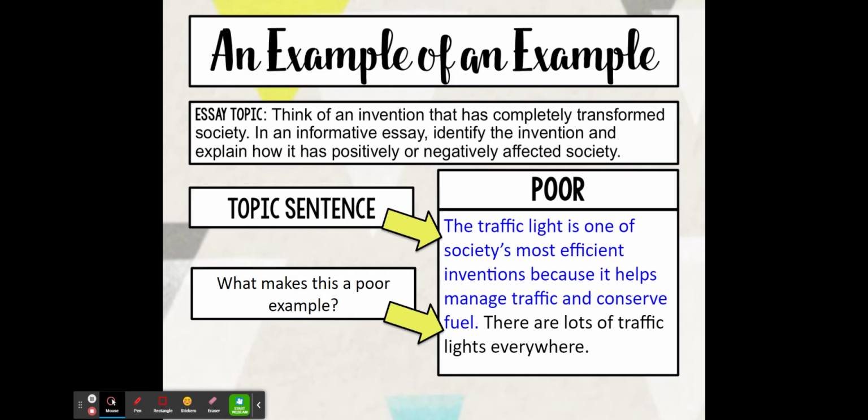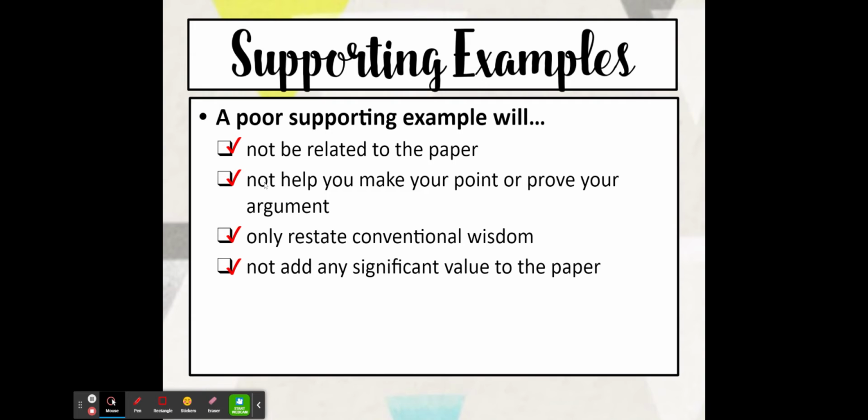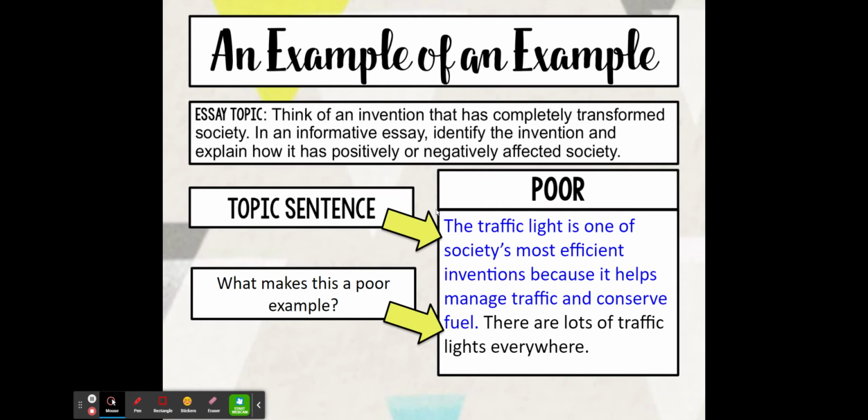So my topic sentence: the traffic light is one of society's most efficient inventions because it helps manage traffic and conserve fuel. And then we have the evidence or example: there are lots of traffic lights everywhere. So this is definitely too broad, right? It also is not helping to prove our point in this argument. It's just stating a common fact, right?